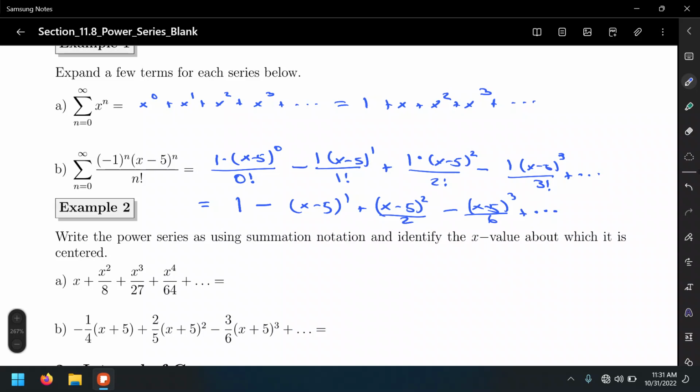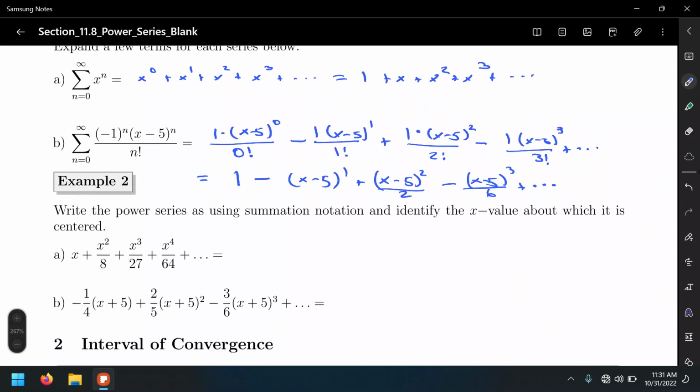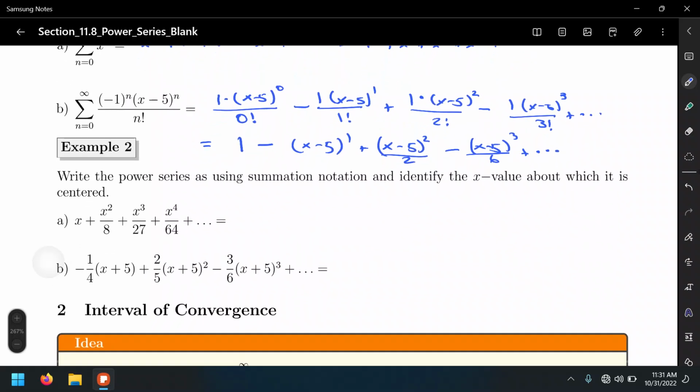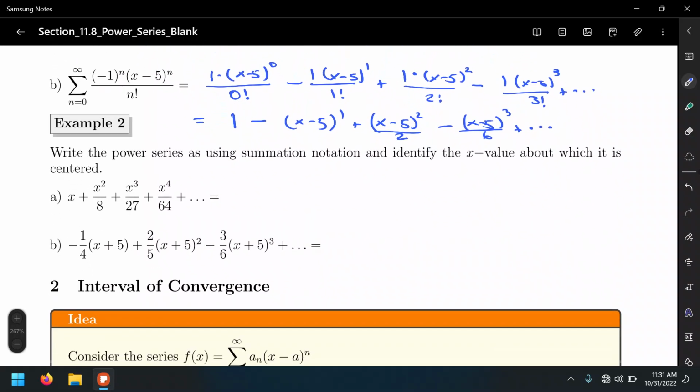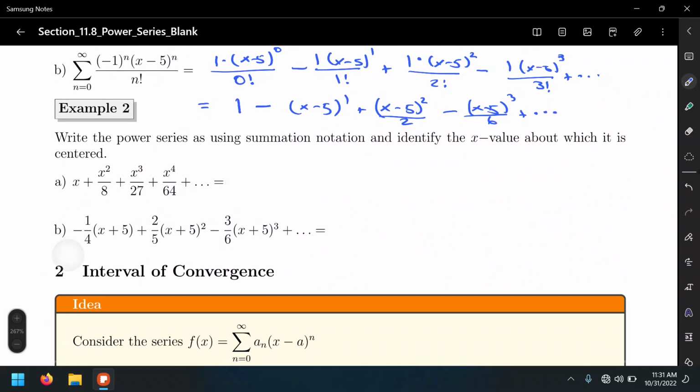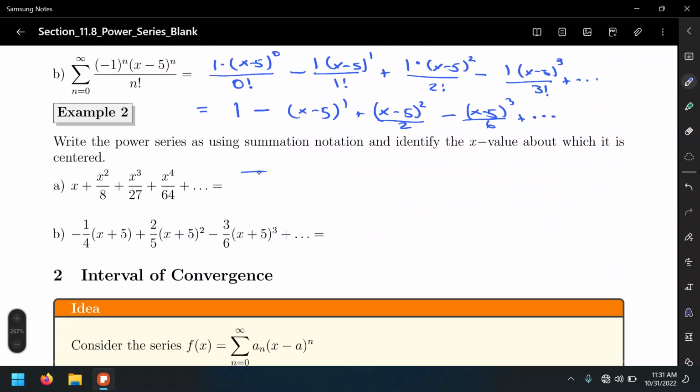Let's do the backwards process. For the backwards process, we have a polynomial and we have to get the general rule using sigma notation. So let's start with the sigma notation. Sigma, n equals 1 to infinity. We can start it at 1, we can start it at 0. That doesn't really matter that much.